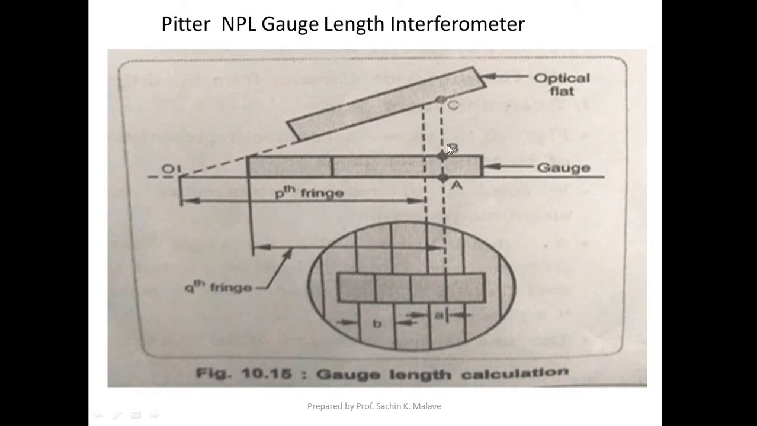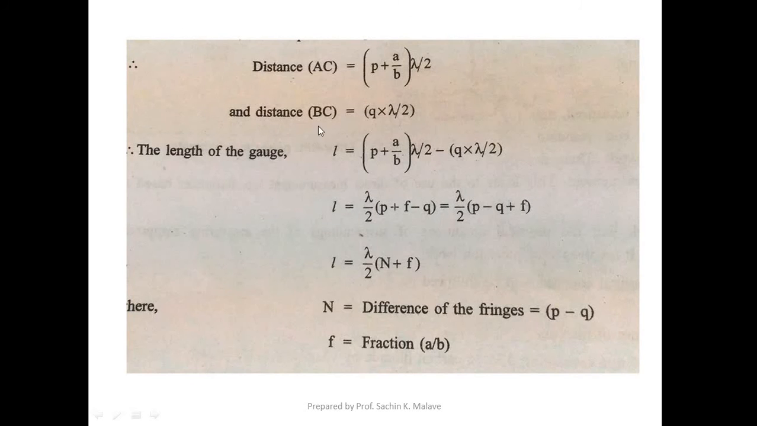Then we can find out the distance BC also. So distance BC is nothing but the height because of the air gap between the bottom of the optical flat and the top of the gauge plate. So what is the fringe corresponding to this point B? It is the qth fringe, isn't it? This qth fringe corresponds to the surface of the top of the gauge. So distance BC will be decided by the qth fringe. So distance BC is equal to Q into lambda by 2.